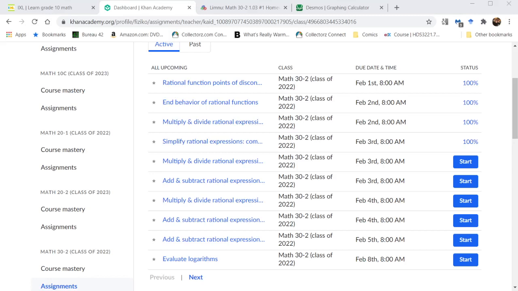Now for assignment 1.04 number 2, we are multiplying and dividing rational expressions. We are beyond the basic level we had before, and we are just in our normal level. Assignment 3 will be the advanced level that we see down here.